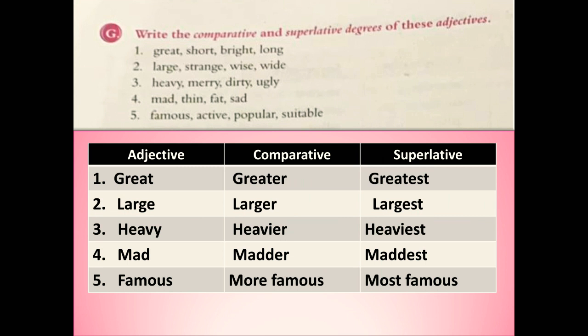Next, heavy. Here we can see the word ends in Y and there is a consonant just before it. So we have to replace Y with I and add er and est. So heavy will be heavier and heaviest. Then mad. You can see that mad is a one syllable word which is ending in a consonant and preceded by a vowel. So we have to write madder and maddest with double D. Next, famous. It will be more famous and most famous.